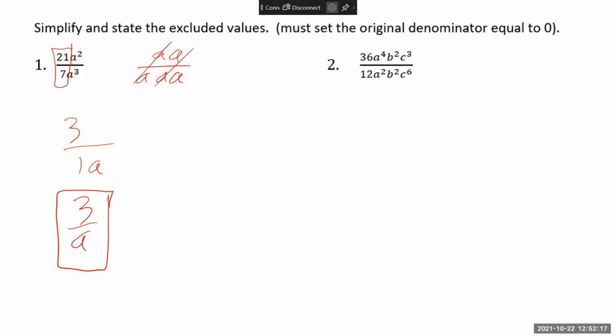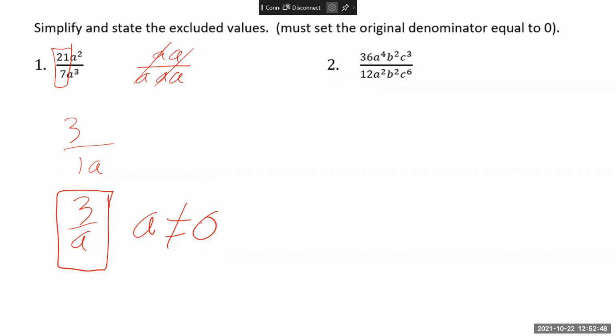So with this, it says state the excluded values. That means anything that's going to make the denominator equal to 0. In this case, there's an a on the bottom. There were actually 3 a's on the bottom. If I put 0 into a, 7 times 0 to the 3rd power is going to be 0. So I need to say right here that a cannot be 0. Because if it is, I'm dividing by 0, and that's an error. It doesn't work.